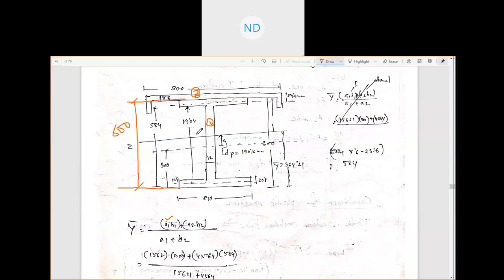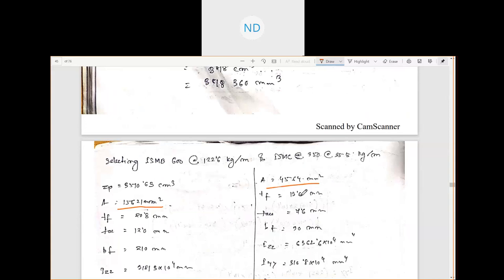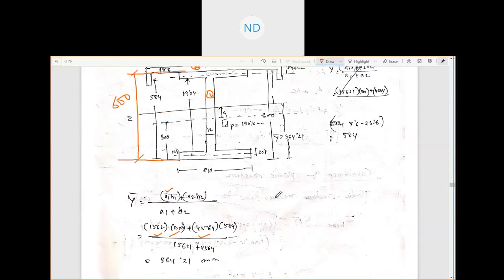Okay, when you draw, you will get to know yourself that this is 600. So half of this is CG, since this is an equal I section, uniform. So half of the entire I section will be 300 from the bottom. So H1 is 300. Then we have the area A2, which we got again from the properties, 4564. Then we have H2.